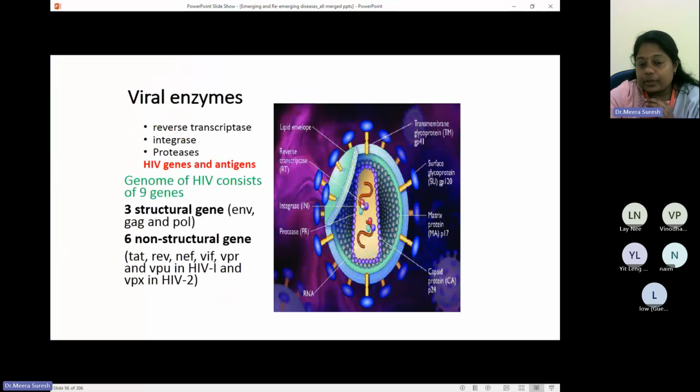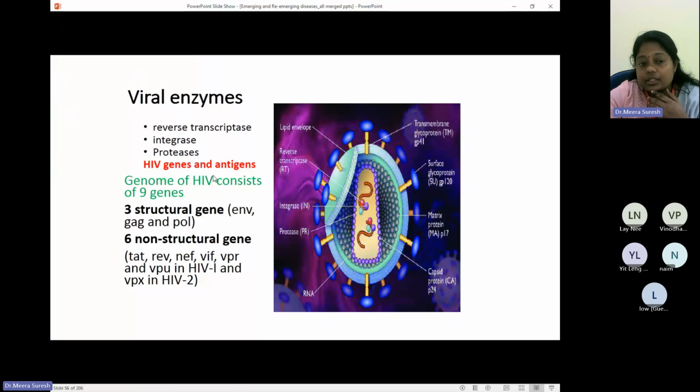And this HIV virus has certain enzymes. Out of these enzymes, three are very important. The reverse transcriptase, whose importance I told you, helps in converting the RNA of the HIV to a DNA variety so that it can combine with the human cell. Then integrase, to integrate with the human cell. And proteases, as the name indicates, to break down various proteins. So these three enzymes are present in HIV and are highly important for their pathogenetic process.